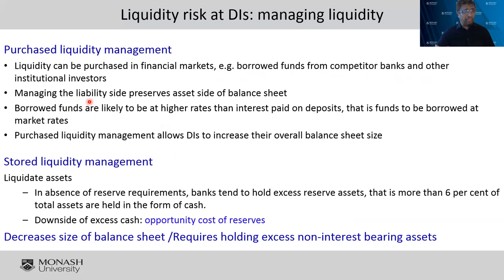This is actually how you manage the liability side. When you borrow, you manage the liability side. That will preserve the asset side of the balance sheet. Which means you don't have to sell your assets, you will deal only with the liability side when you have any liquidity needs. Now, borrowed funds are likely to carry higher rates than the interest paid on deposits. Those funds are borrowed at market rates, which means if you borrow from the central bank or from the interbank market, it's not like the amounts you pay to your depositors, but it will be according to the market rate. Now, purchase liquidity management allows a deposit institution to increase the overall balance sheet.